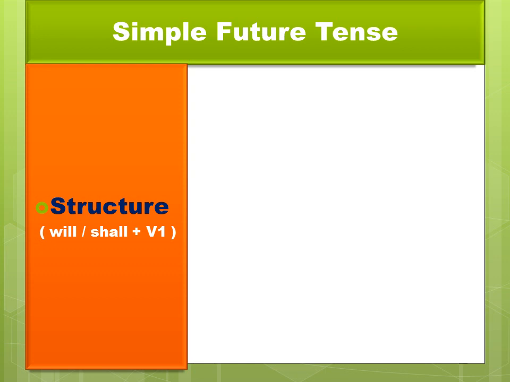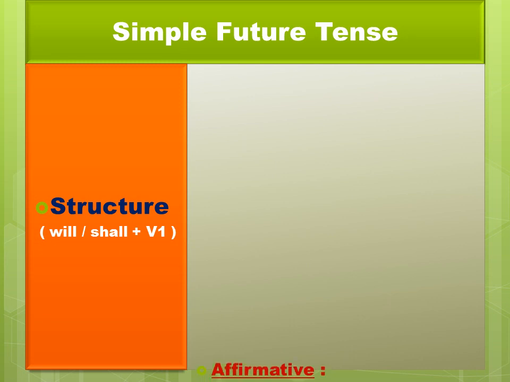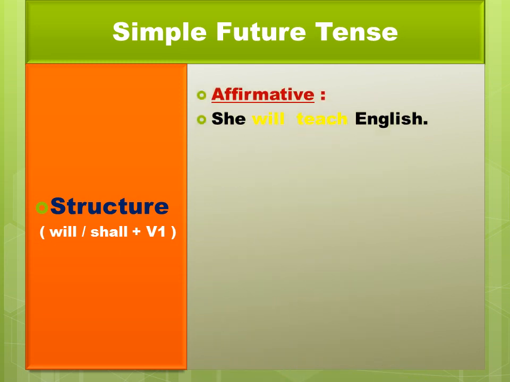How to write an affirmative sentence in simple future tense? Let's learn. She will teach English. Here, she is the subject, will is the auxiliary verb, or we can also say it as helping verb. Teach is the main verb, V1, and English is the direct object.